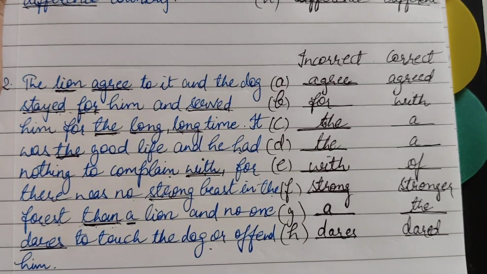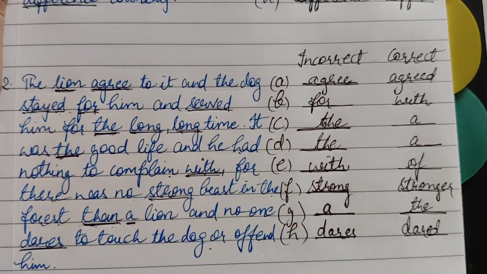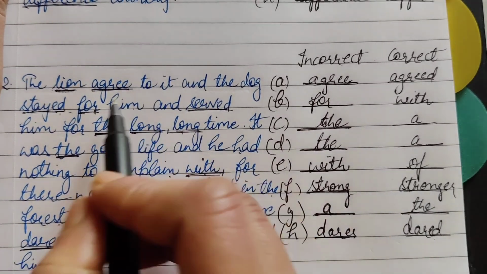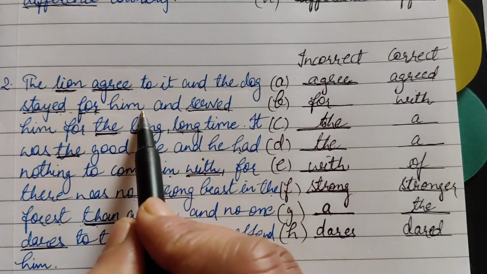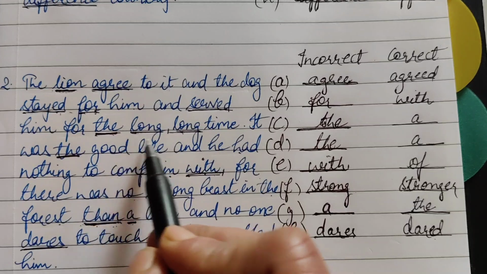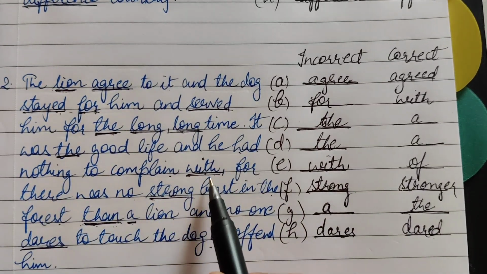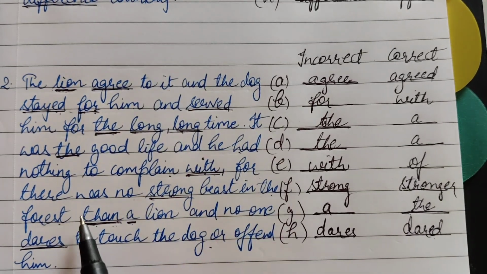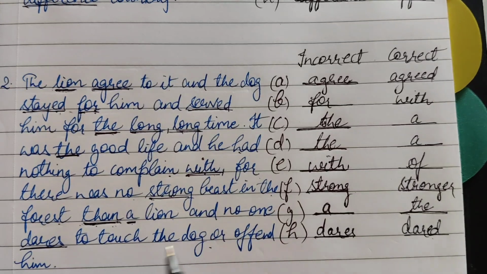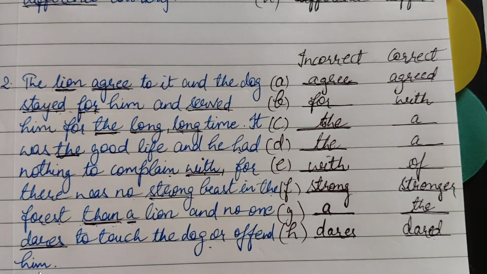Also, let me read the paragraph with all the correct answers for you. The lion agreed to it, and the dog stayed with him and served him for a long time. It was a good life, and he had nothing to complain of, for there was no stronger beast in the forest than the lion, and no one dared to touch the dog or offend him.